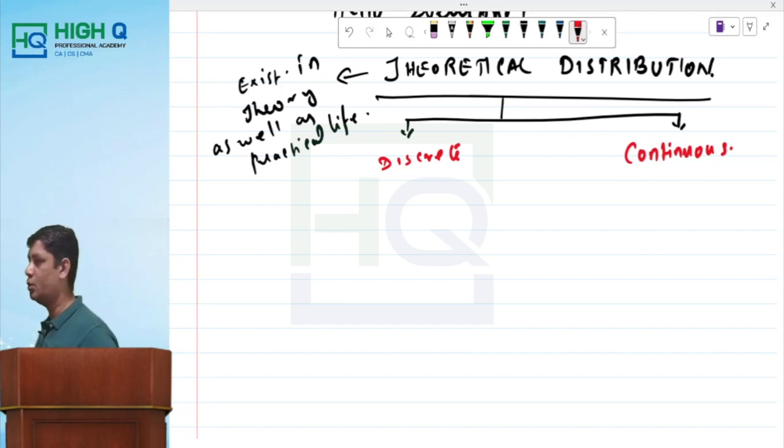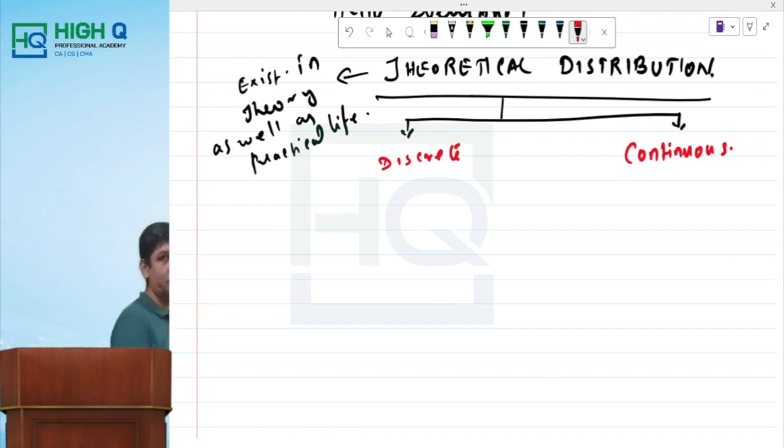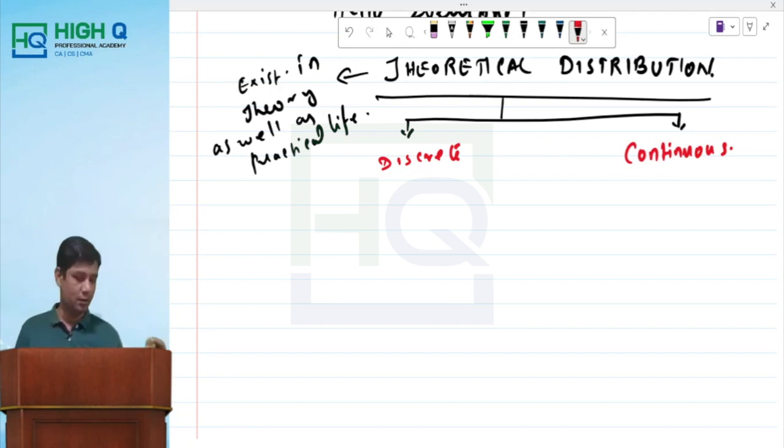Those who did not understand discrete and continuous, please watch the random variable lecture again. There I have explained what is discrete and what is continuous. In a probability distribution, if the random variables are integers, we call it discrete, and if non-integers, we call it continuous.